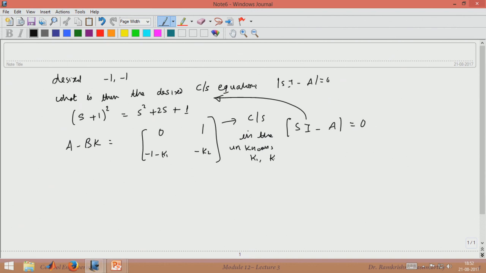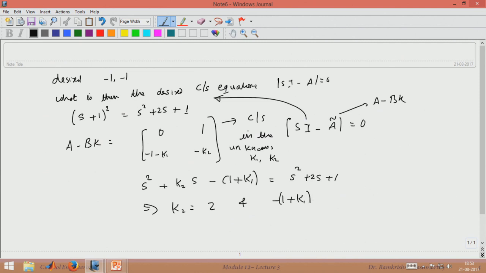Unknowns K1 and K2. So this actually is A tilde, which is A minus BK. If I write down the characteristic equation, after all the computations, it will look something like this: S squared plus K2 times S minus 1 plus K1, and this should be equal to the desired one, that is S squared plus 2S plus 1. Which means that K2 is 2, and minus 1 plus K1 is 1, which essentially means that K1 is minus 2.